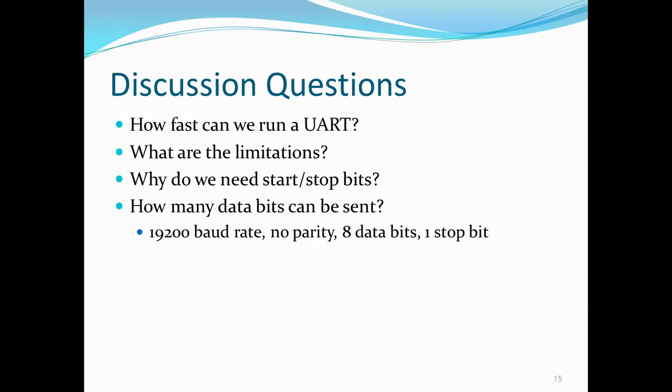So questions may be: how fast can we run, what are the limitations, why do we need start and stop bits, how many data bits can be sent, baud rate, and parity. These are some of the questions which may be discussed in these lectures.